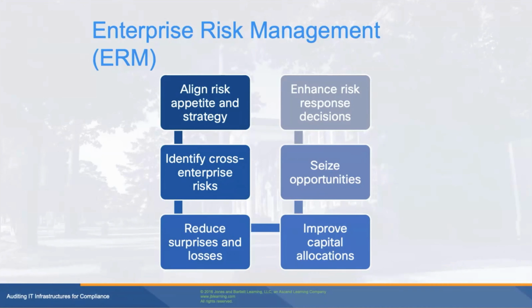Improve capital allocations. This improves how organizations divide their financial resources to enhance performance and profitability. So again, that's part of budgeting. When we see the risk, when we know what's going to happen, we can put our money where it's going to be most effective.